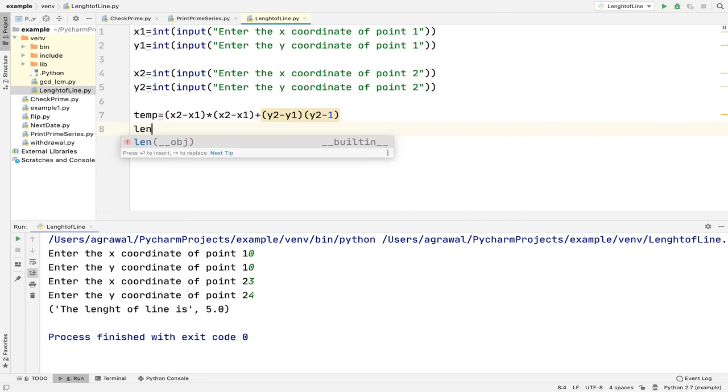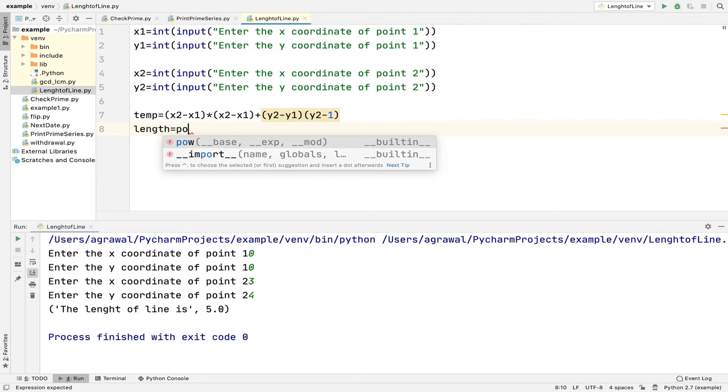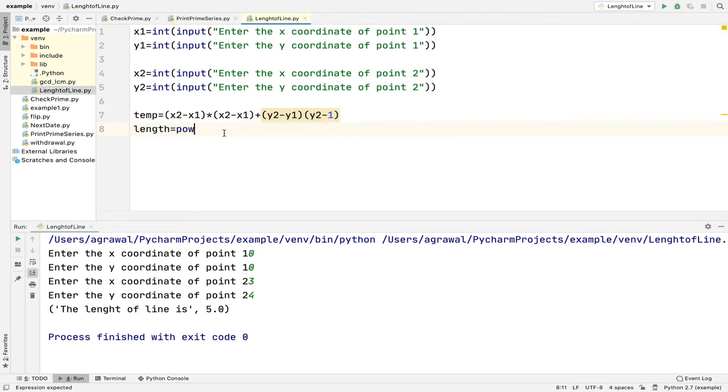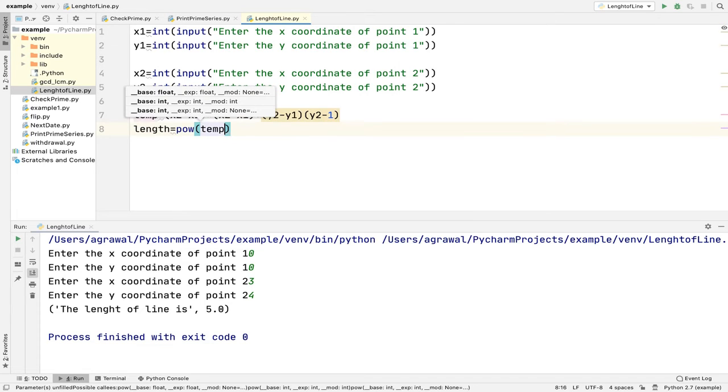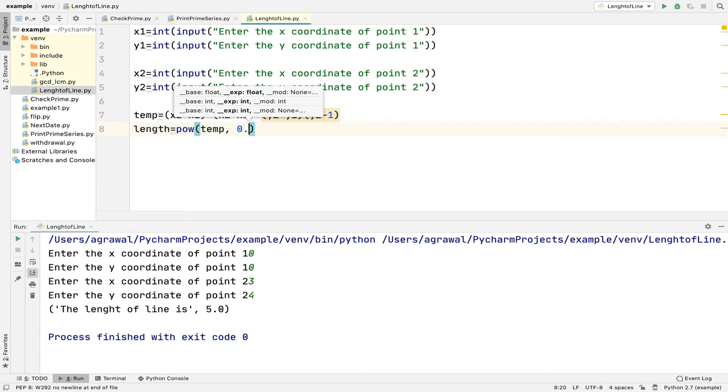So I will write length equals, and in order to perform square root, we will use the power function. The power function over here, as it shows, has three operands, like three inputs. It will have a base, an exponent, and a modulus value. We are going to use just these two things. Mod over here will be considered as 1. So in the power function, I have to perform the power of temp, and I need to find the square root, and square root is done by having the power value as 0.5.